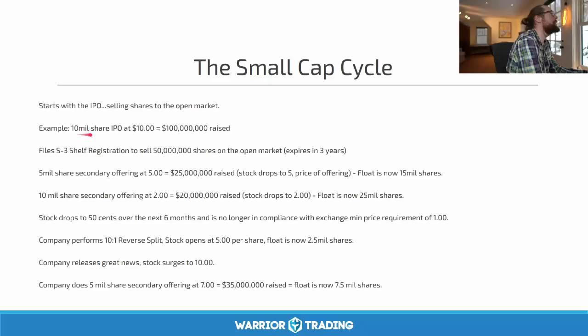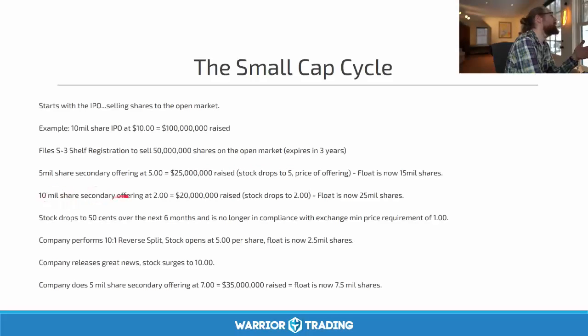So for example, a 10 million share IPO at $10 raises 100 million bucks. Then we file a shelf registration, which is the S3 form we talked about in our SEC filings in the Warrior Starter course. We file a shelf registration to sell 50 million more shares on the open market, and it expires in 3 years. We do a 5 million share secondary offering at $5. So 5 million shares at $5 raises $25 million. The stock drops to $5, the price of the offering. The float is now 15 million shares. It's increased because we sold 5 more.